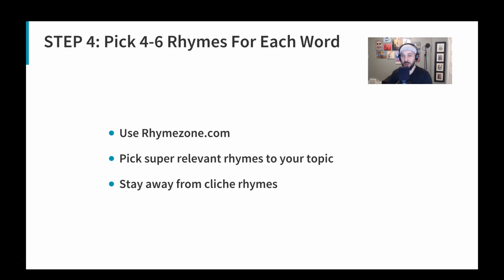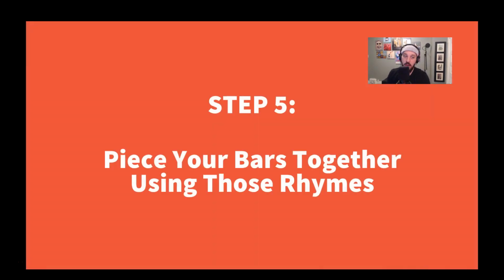Also, stay away from cliche rhymes. So I guess minute and in it is a pretty cliche rhyme, so maybe stay away from stuff like that as well. And then what you're going to do is you're going to piece your bars together using those rhymes. So now what you have is you have 4 to 6 rhymes in 4 different sections. So then you're going to piece 4 bars together from those rhymes for each of those sections.